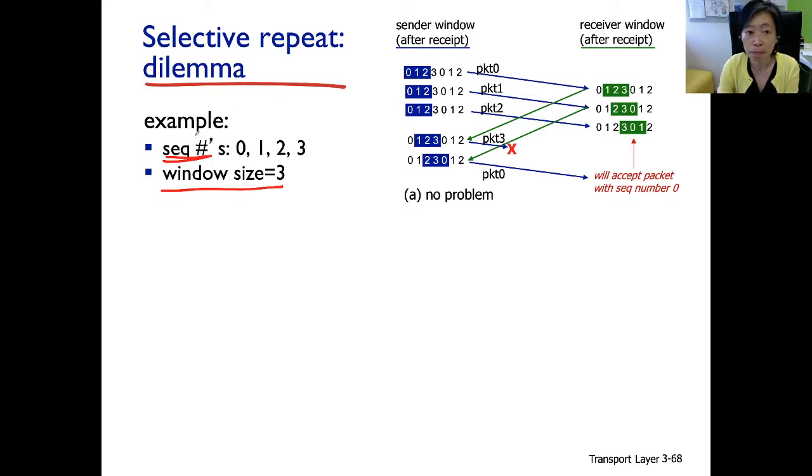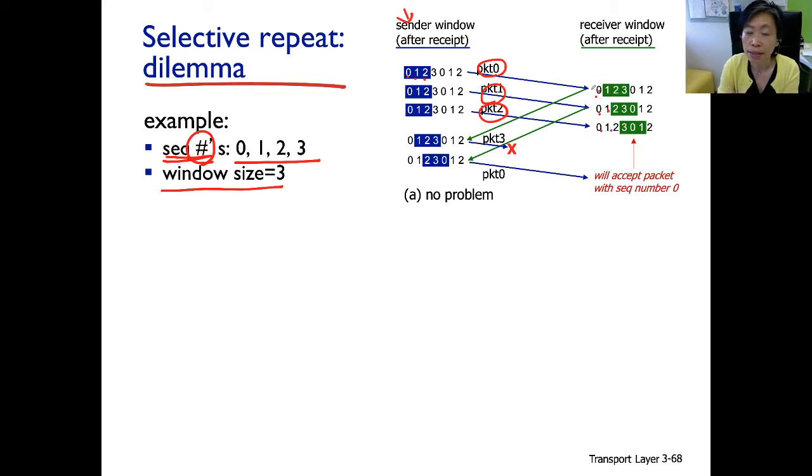Okay, so the example goes: sequence number, only 2 bits, so there are only 4 different numbers. Window size, 3. All right. So the selective repeat sender side will look like this. Well, the window size is 3, so we can only send 3 packets back to back. So packet 0, packet 1, packet 2 go out. The receiver receives 0, 1, and 2. They will then send back ACK 0, ACK 1, and ACK 2.